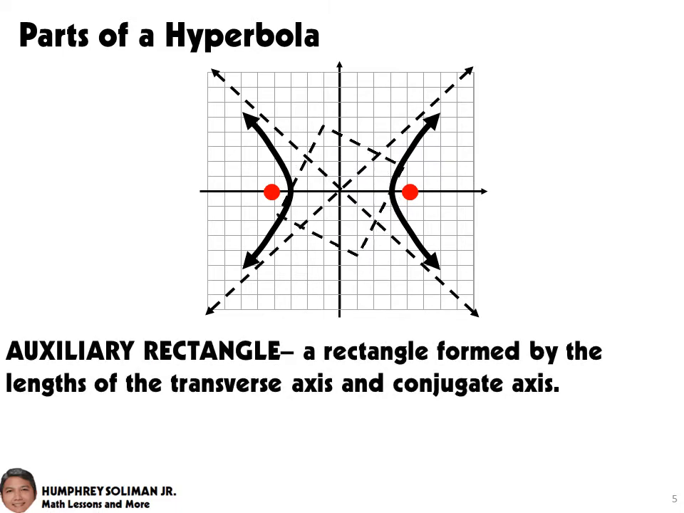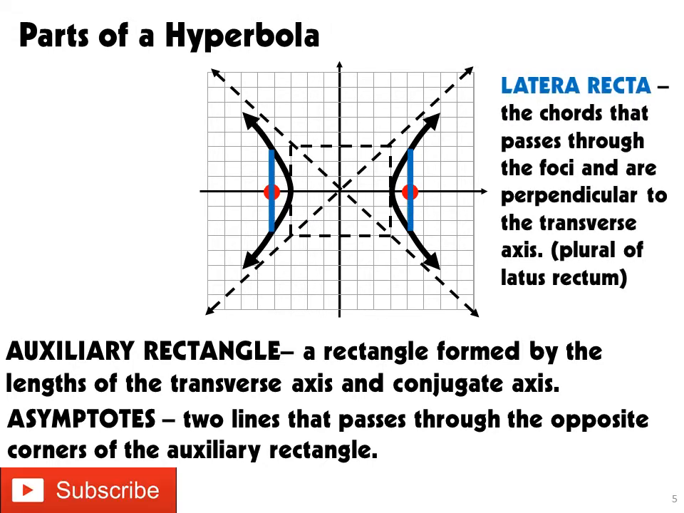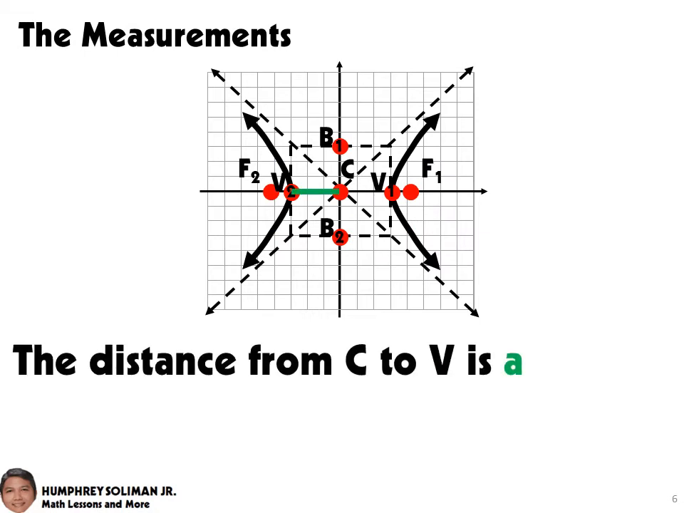In a hyperbola, we have an auxiliary rectangle. This is formed by the lengths of the transverse axis and conjugate axis. Using the diagonals of the auxiliary rectangle, we can make two straight lines as our asymptotes. These are the lines that the hyperbola will get closer and closer to, but will never touch. And of course, we have the latera recta. These are the chords that pass through the foci of the hyperbola, and are perpendicular to the line that coincides with the transverse axis. And then we have the measurements.